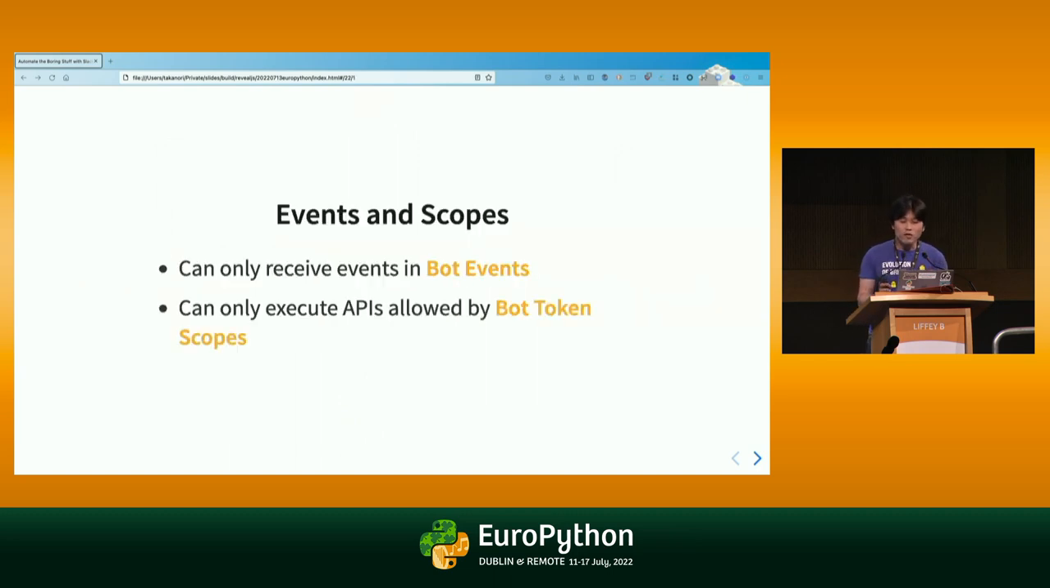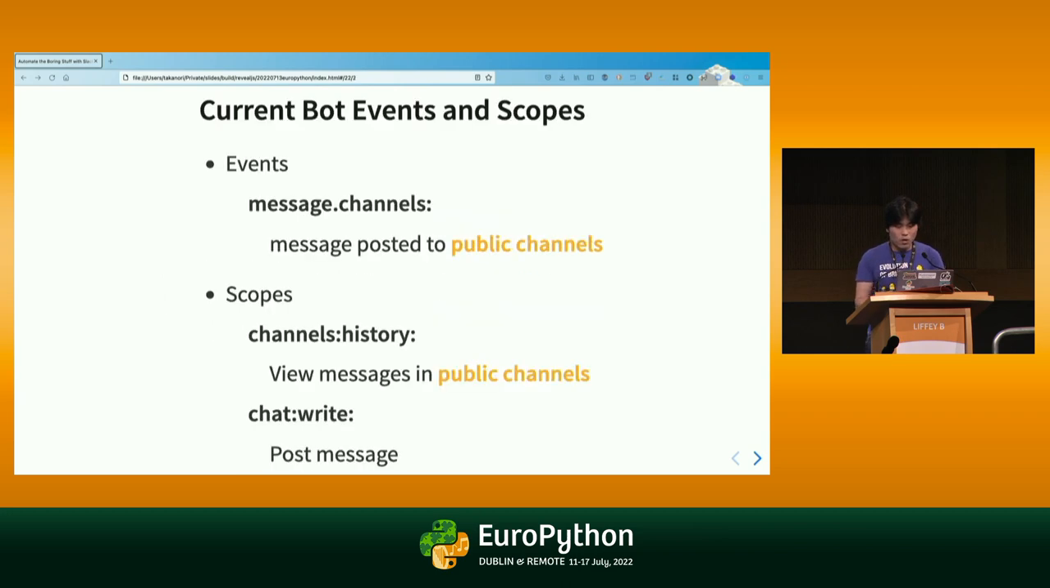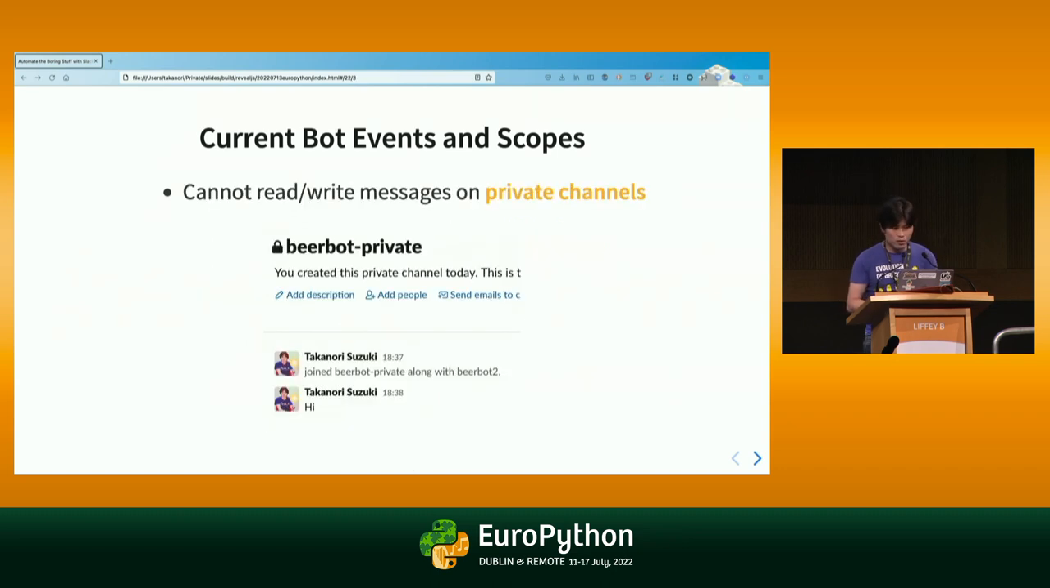Events and scopes are important concepts in Slack bots. A bot can only receive events in its bot events, and a bot can only execute APIs allowed by its bot token scopes. For example, the current bot event is message.channels, for public channels only. And the bot scopes are channels:history and chat:write only. It can view messages in public channels and post messages only. So the bot cannot read or write messages in a private channel. This is a private, not public, channel.